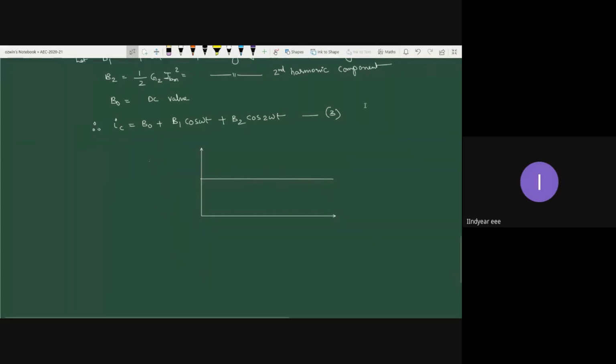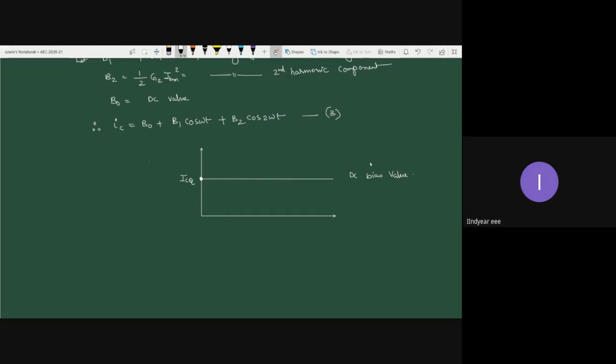Okay. Now you know that in case of power amplifiers, there exists a quiescent value of current, right? So let us say this is the quiescent value of current, ICQ. This is called the DC bias value, isn't it? Bias value.